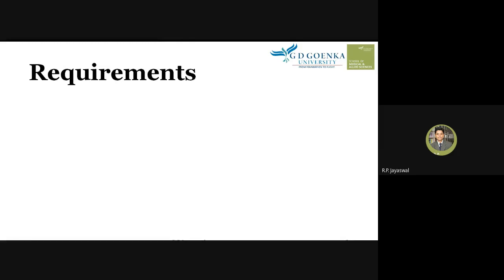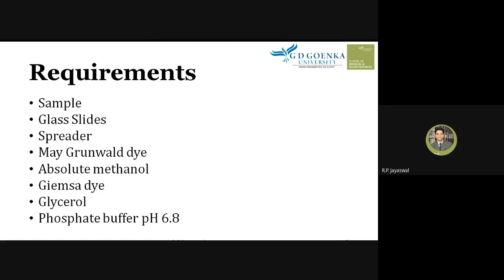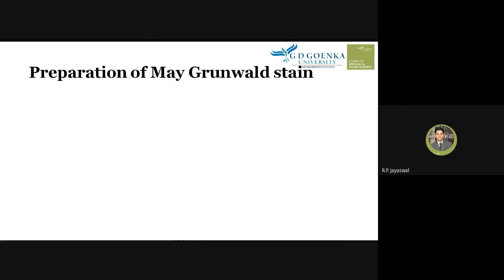Now let's know what are the requirements. We require sample, glass slide, spreader, May Grunwald dye, absolute methanol, Giemsa dye, sometimes glycerol, and phosphate buffer of pH 6.8. So these are the small requirements. In addition to that, we need to arrange a microscope so that we can observe the cells. There are some other requirements that may be needed, like tissue paper, which is not included here, but this is required.